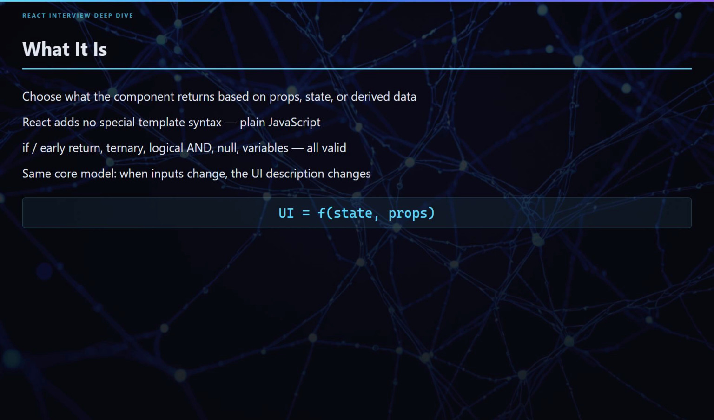You use ordinary JavaScript: if statements, early returns, ternary operators, logical AND, returning null, or assigning JSX to a variable before you return. The mental model is the same as everywhere in React. UI is a function of state and props. When the inputs change, the description of the UI changes, and React reconciles the new tree against the old one.